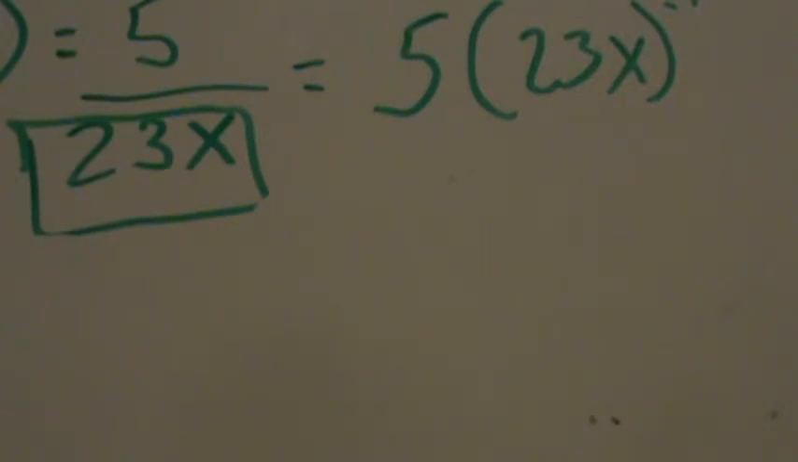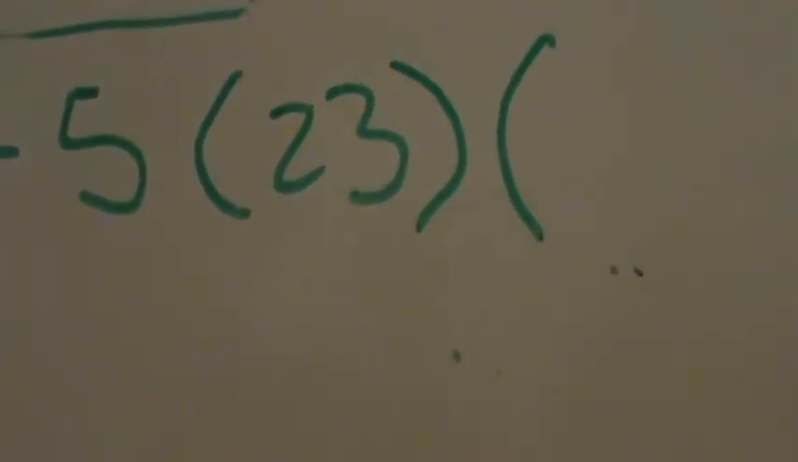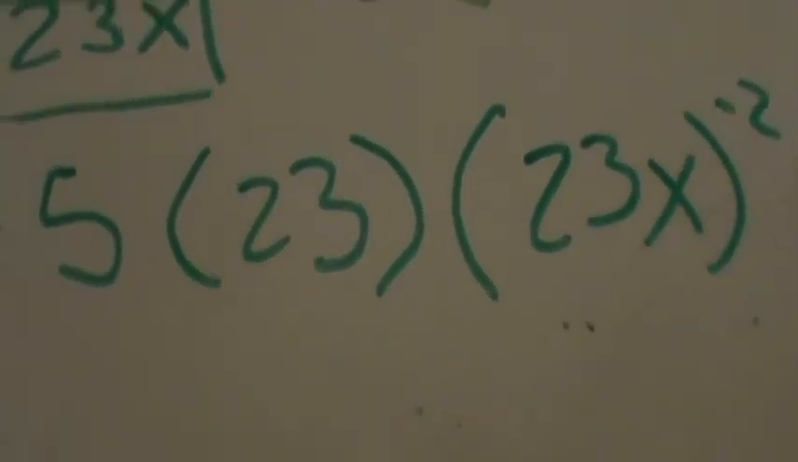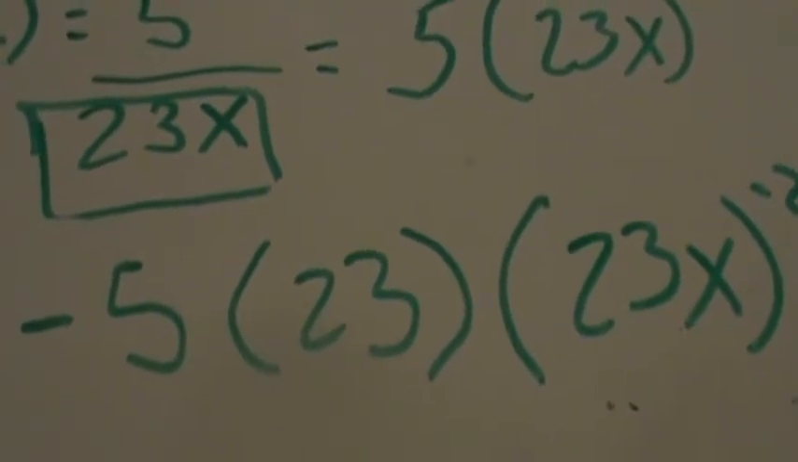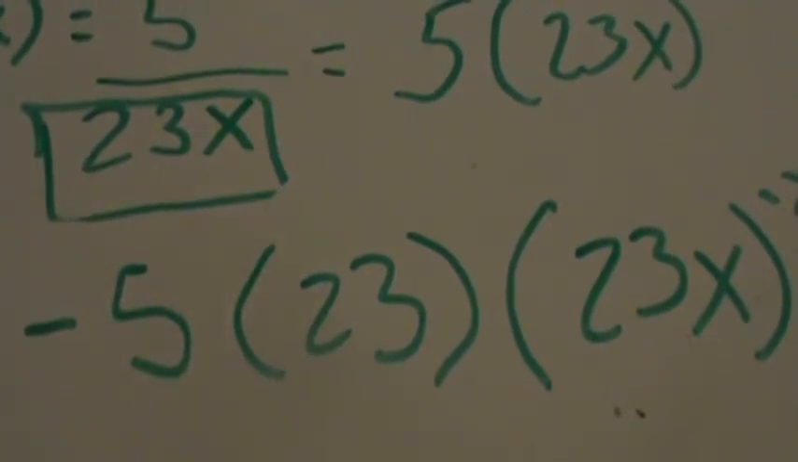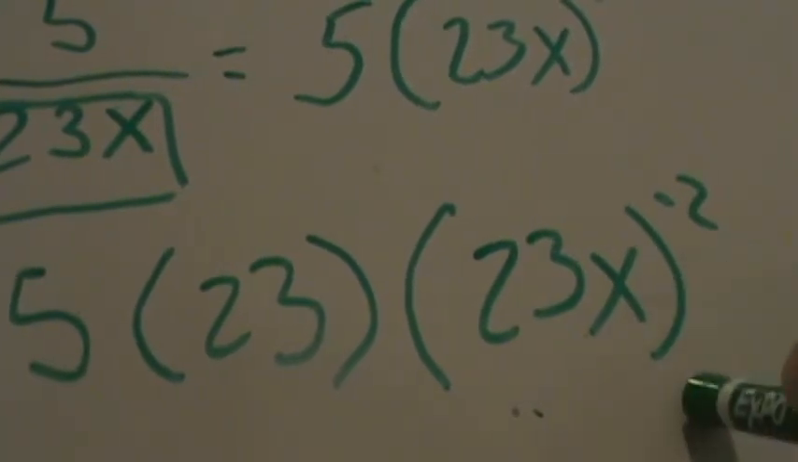We basically got -5 times 23 times 23x to the -2. Well, that surely looks different than -115 over 23x squared. Well, I'm sorry, adventurous pupil, but that is actually, if you rewrote this, because of this exponent, this means that this is in the denominator to the second power.